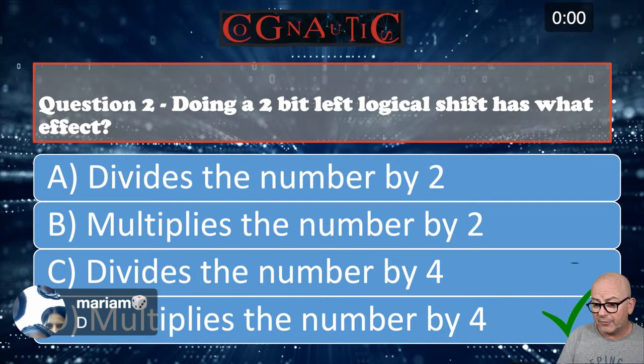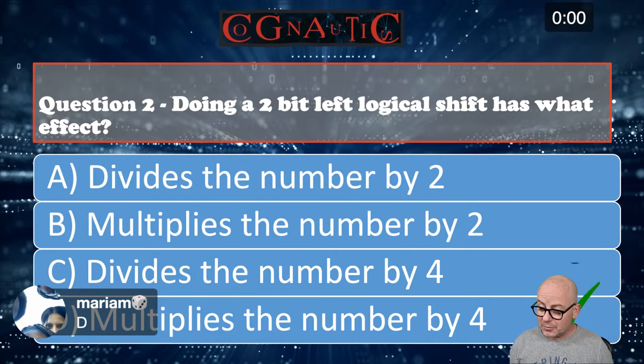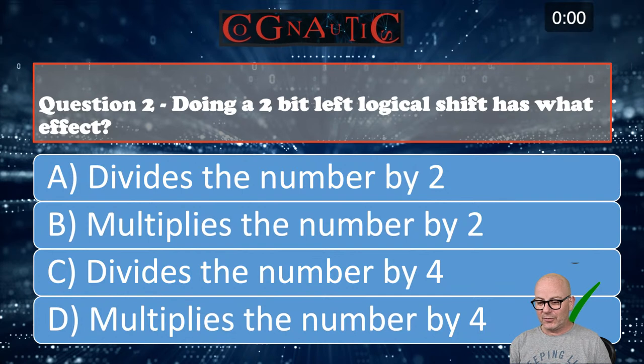It multiplies the number by 4, okay? So a 2-bit logical shift has what effect? It multiplies the number by 4, and you all got that right because you are superstars.